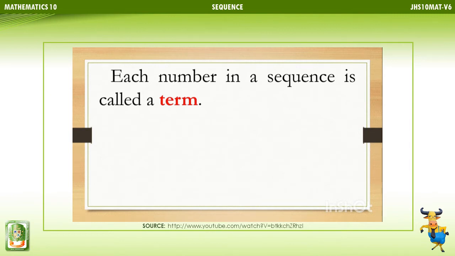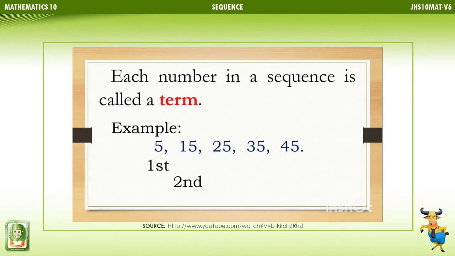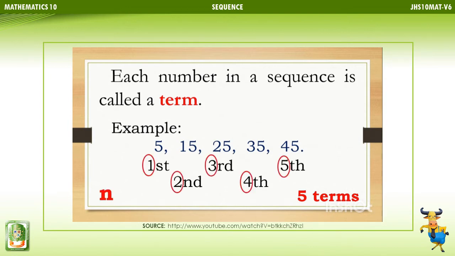Now, each number in a sequence is called a term. Ano ba ang term? Halimbawa, I have 5, 15, 25, 35, and 45. So, pag sinabi nating term, ito yung first term, second term, third term, fourth term, and fifth term. So, how many terms do we have? We have 5 terms.